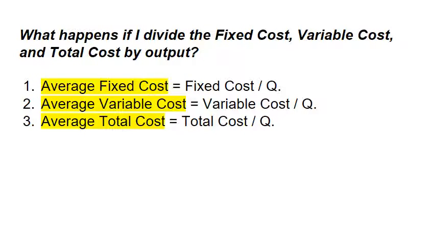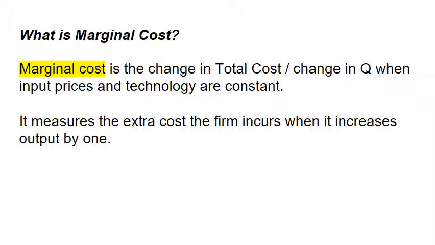You can divide each of these costs by Q to get an average. Average fixed cost is fixed cost divided by Q. Average variable cost is variable cost divided by Q. And average total cost is total cost divided by Q. Each of these measure how much of the cost the firm is paying for each of the units the firm is producing. Marginal cost is the change in total cost divided by change in output when input prices and technology are constant. It measures the extra cost the firm incurs when it increases output by 1.